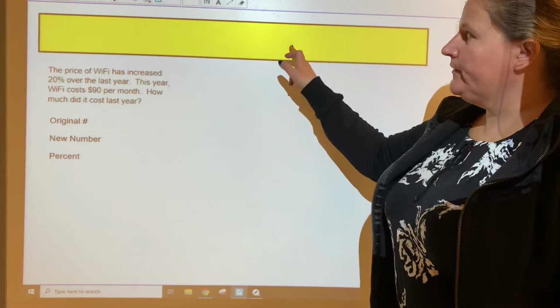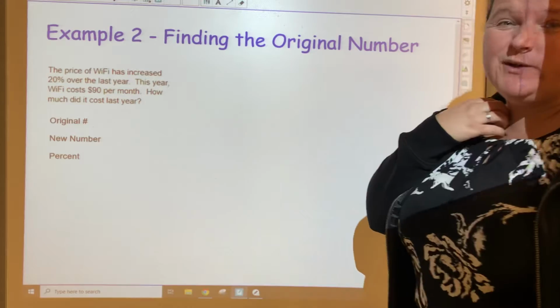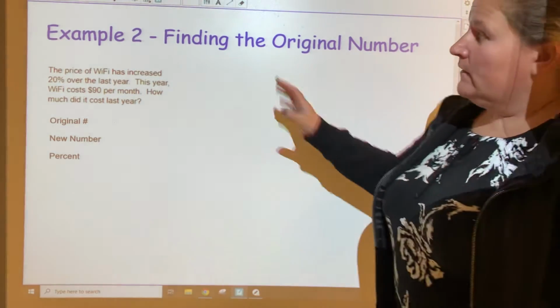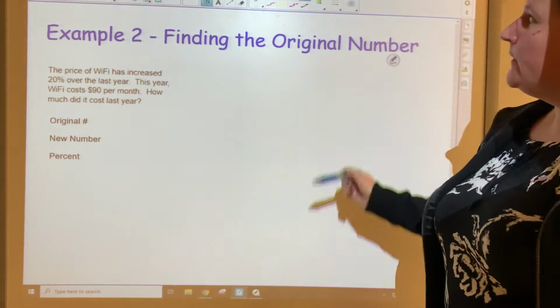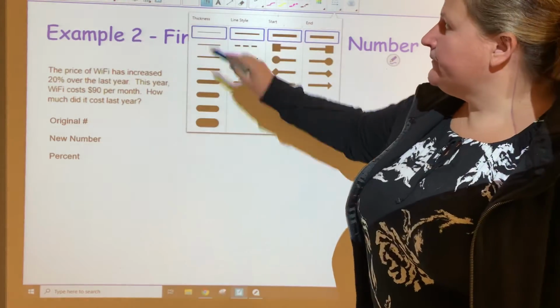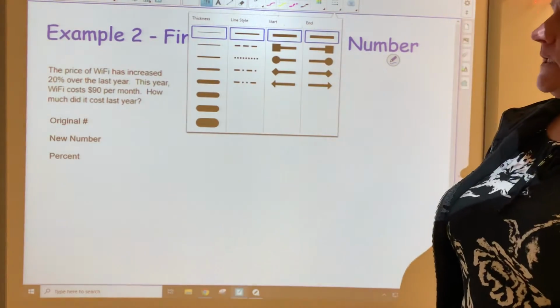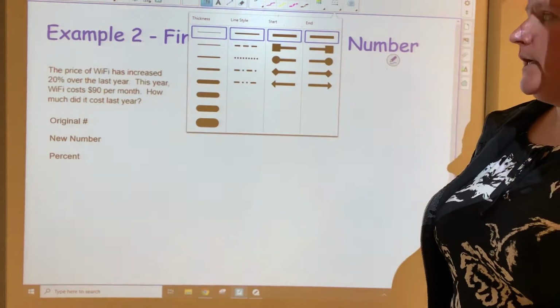All right, so we're gonna look at our second type of problem. This can be when we're trying to find our original. So the price of Wi-Fi has increased 20% over the last year. This year, the Wi-Fi costs $90 per month. How much did it cost last year?